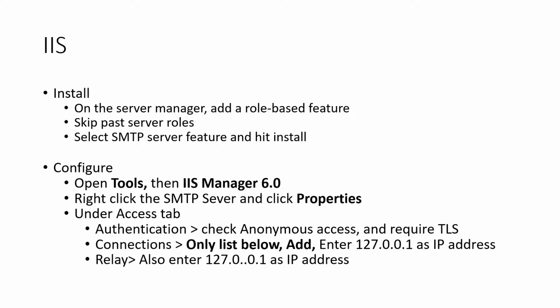And then once you finish that, go to connections, select only the list below, then add, and then enter this IP address. So just like we did in Postfix with the loopback address or the localhost, this is that IP address, 127.0.0.1. This is something that every computer uses as their loopback address, their localhost address. Again, that will ensure that your server does not become an open relay. Which brings us to relay, where you're going to do the same thing: just enter the loopback address 127.0.0.1.